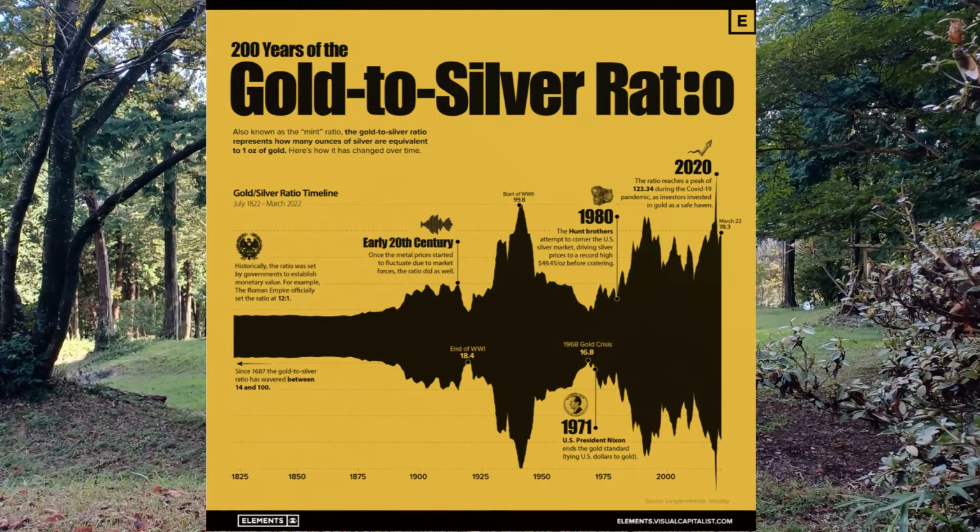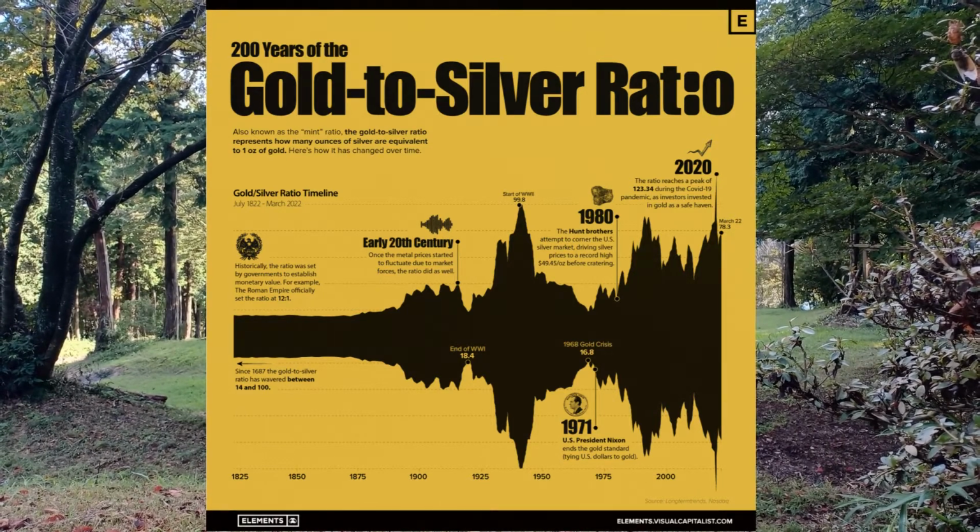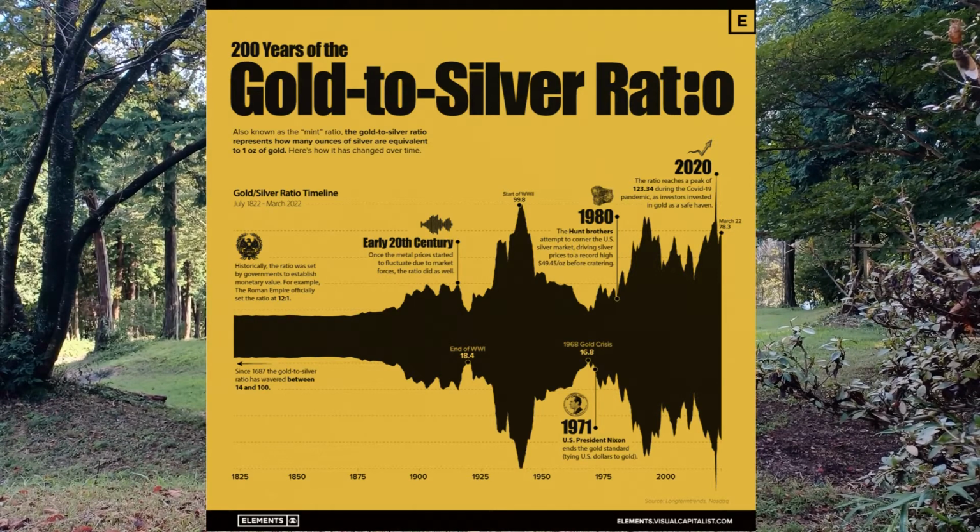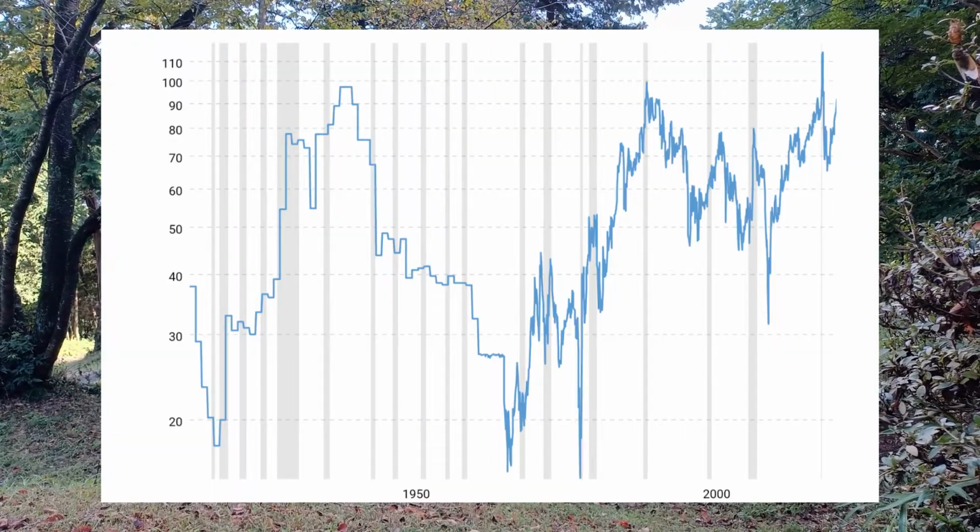This continued in one form or another all the way up until the end of the Bretton Woods Agreement, when Nixon closed the gold window. Now, both metals are completely based on market price. So, what should the ratio be? Well, here's the thing. It doesn't really have a ratio that it should be at.